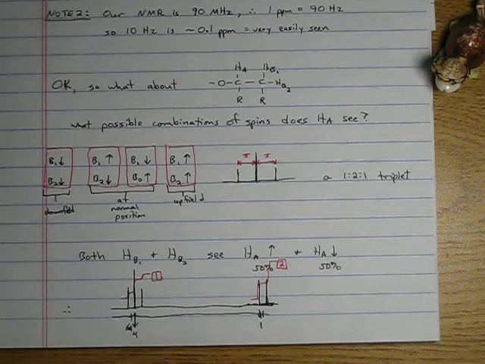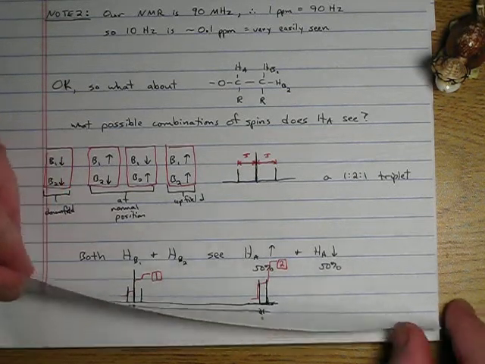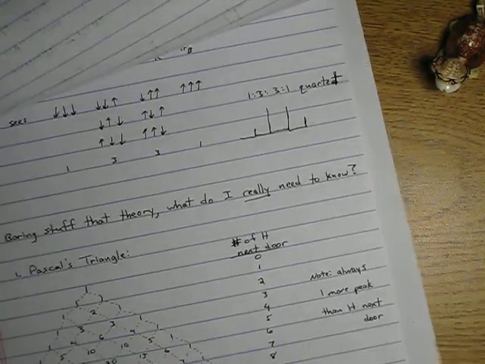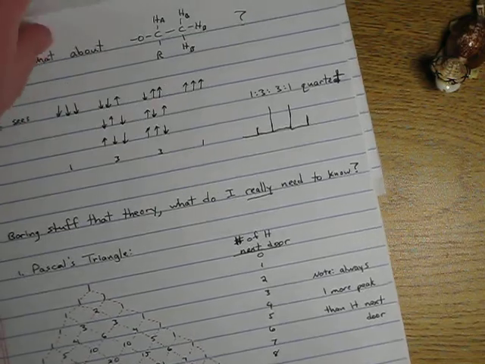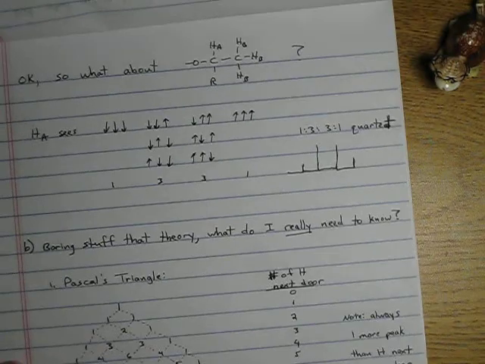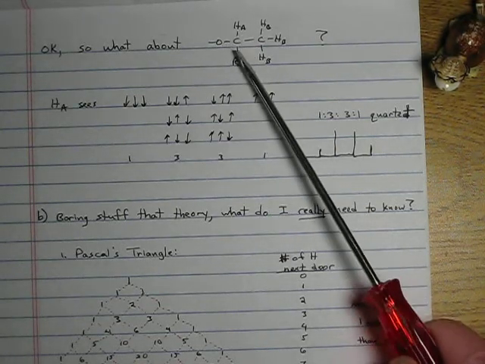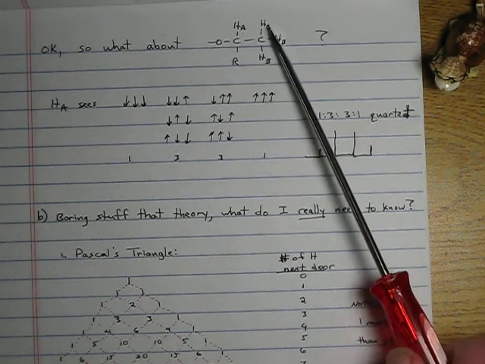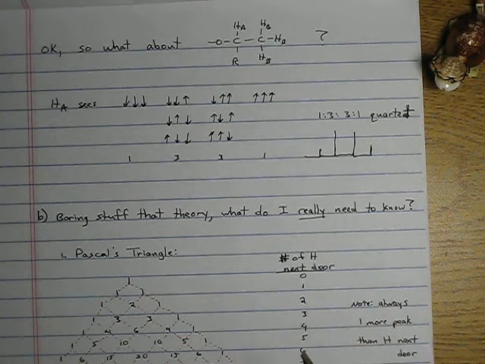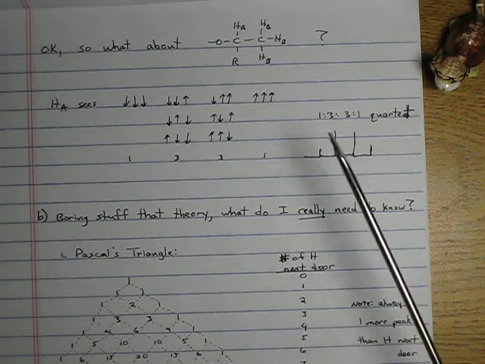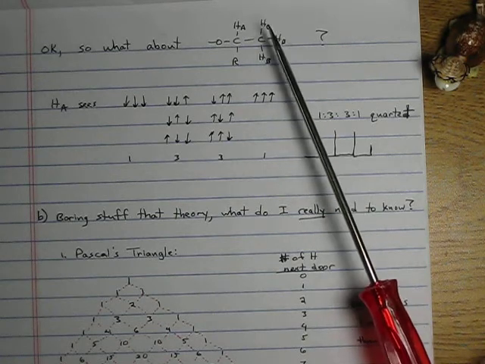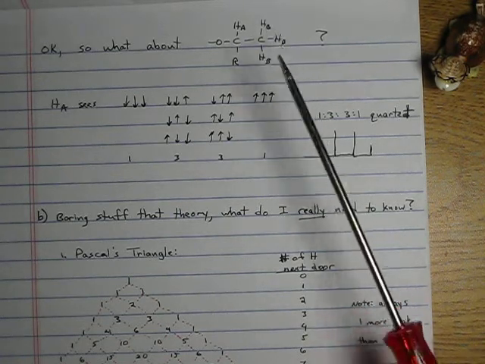Well, let's crank it up a notch, shall we? What if we had three HB hydrogens? What if we had three hydrogens on the carbon next door? Let's take a look at that. All right, here's our situation. Oxygen, carbon, one HA proton, but this is a methyl group. This is a carbon with three hydrogens next door. The big question, what are all the possible spin values we can get with the three hydrogens next door?